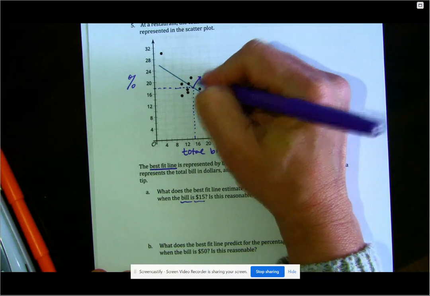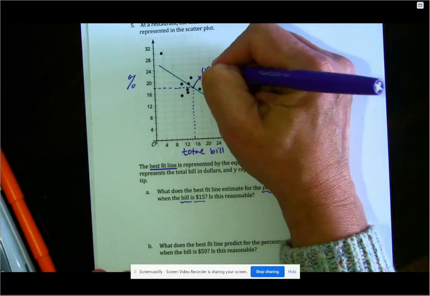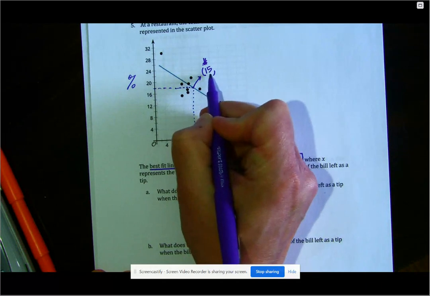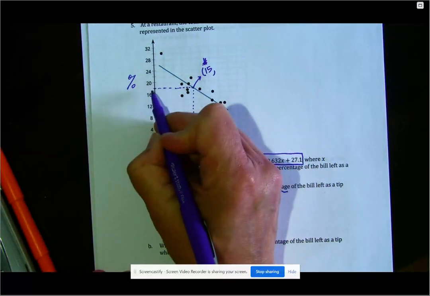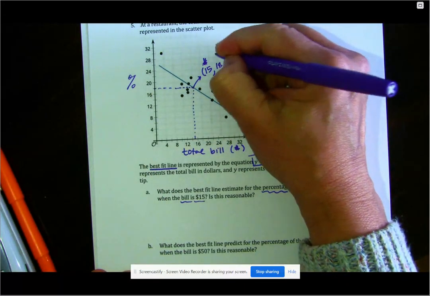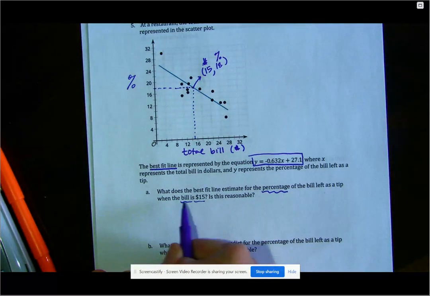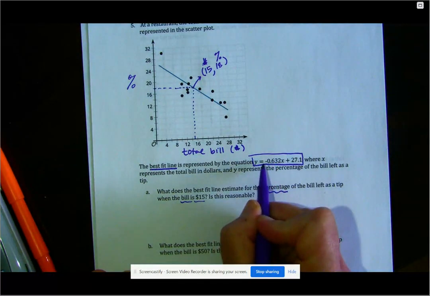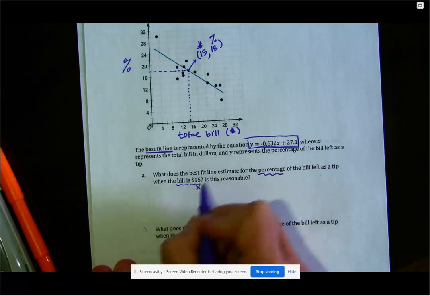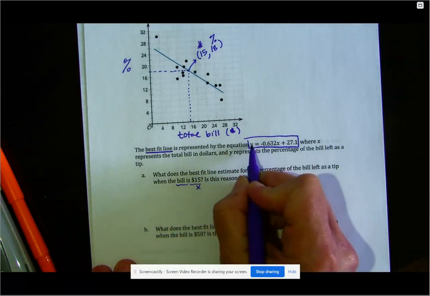Right? This point here looks like a $15 bill, a total of $15 for a meal. The line of best fit is showing that somebody would leave like an 18% tip. Okay, let's see if the equation actually gives that. So this is your X, and it's asking you to figure out the Y, the percentage.